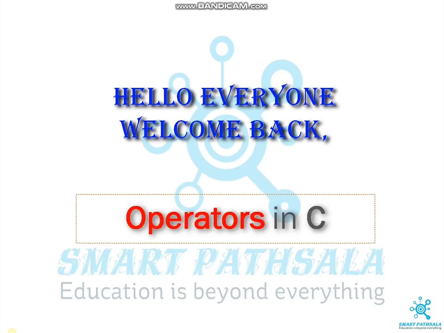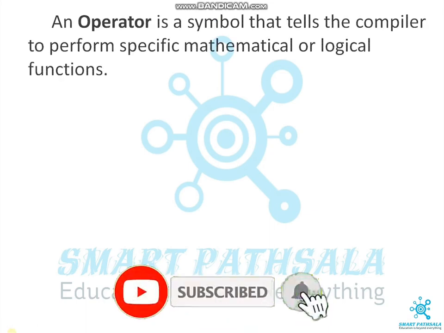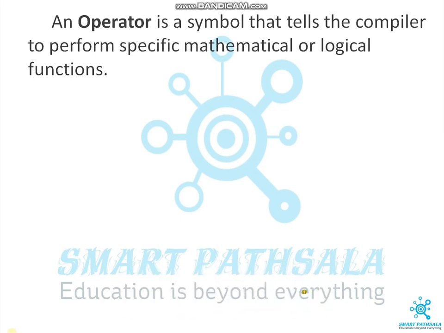Now in this video we'll discuss about what? Operators in C. Now let us see first what are operators in C. An operator is a symbol that tells the compiler to perform specific mathematical or logical function. For suppose we are adding two numbers, then how do we know that we'll have to add two numbers? By seeing the plus symbol. So here the plus symbol specifies that we'll have to add two numbers. So here the plus symbol acts as the operator.